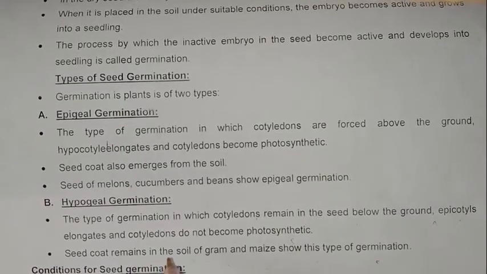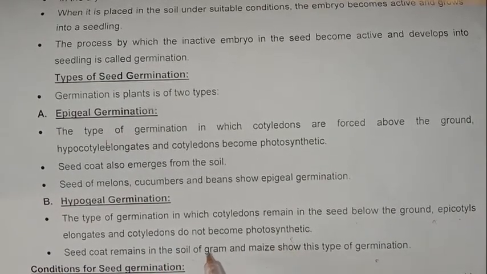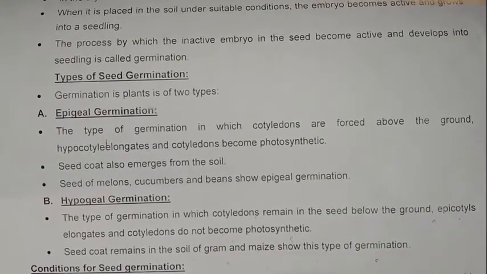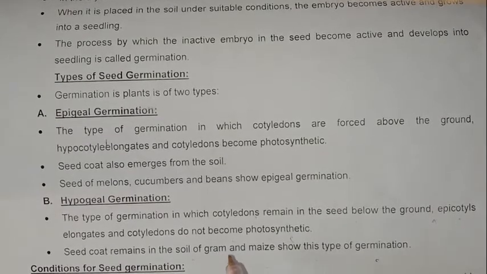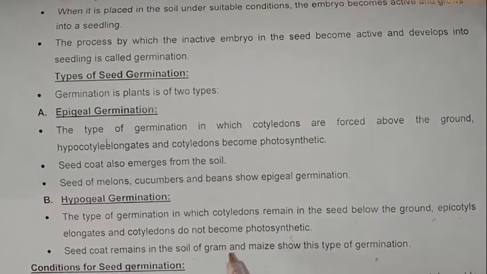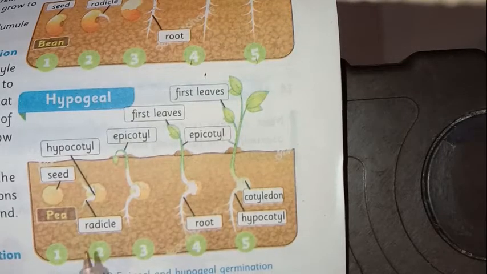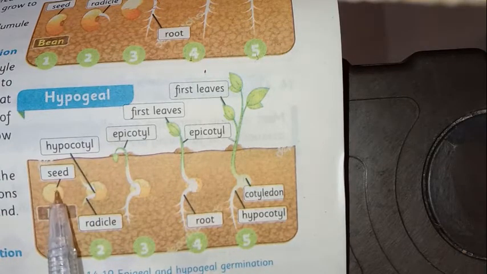Seeds of gram and pea may show this type of germination. So in this case, the epicotyl elongates and pushes the radicle inside the soil, and the cotyledons remain inside the soil and become non-photosynthetic. So this is hypogeal germination. The diagram shows hypogeal germination. In stage 1, the seed is buried in the soil.